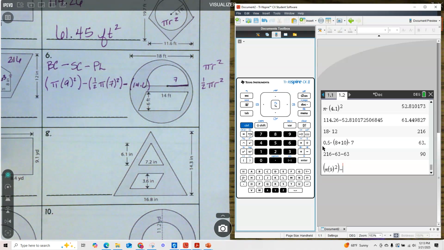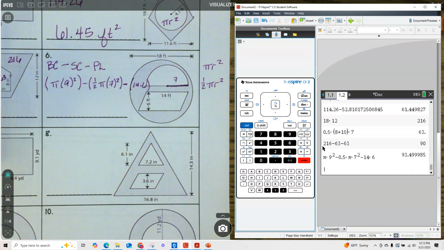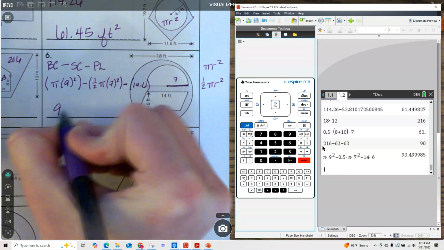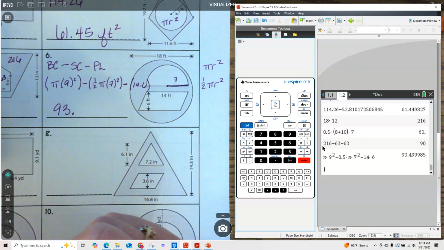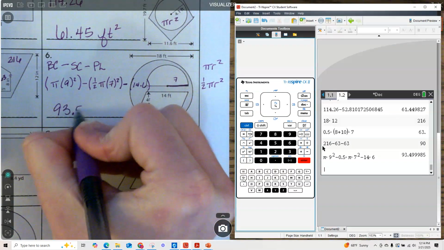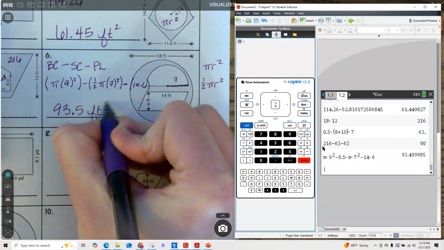Again, the fewer times that I have to type decimals in, the more accurate my answer is going to be. What is that going to round to? 93.499. If I'm rounding to 2 numbers after the decimal, 93.5. Yep. And that's feet squared.